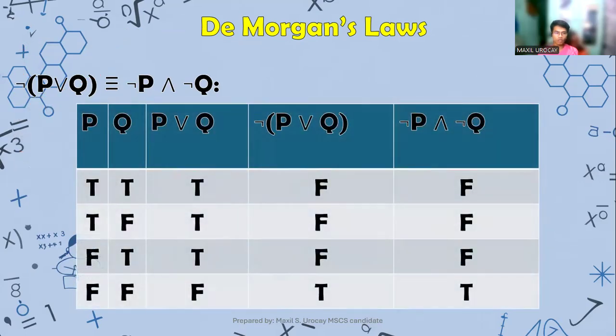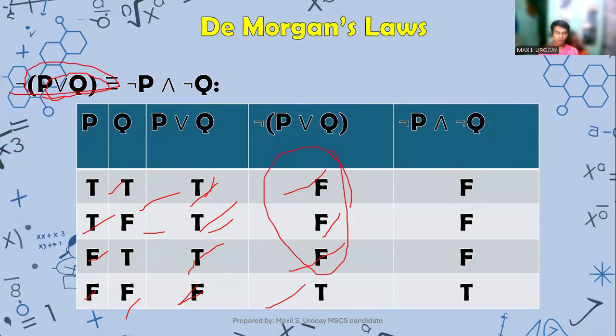So for this one, let's calculate. First, P or Q. That is actually addition. True and true will become true. True, false is true. False, true is true. False, false is false. So the negation of that: true will become false, true will become false, true will become false, false will become true. So this is the result.